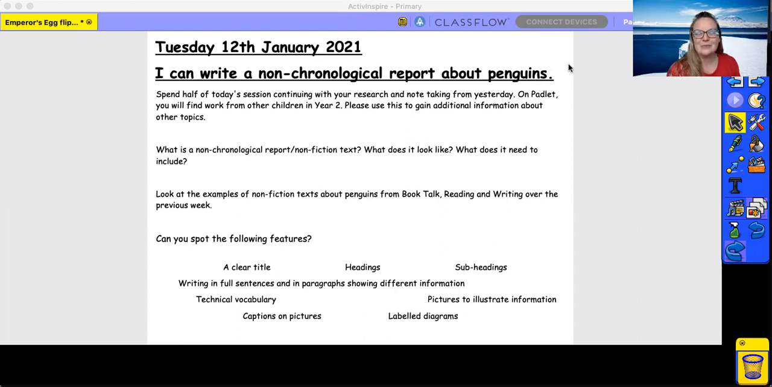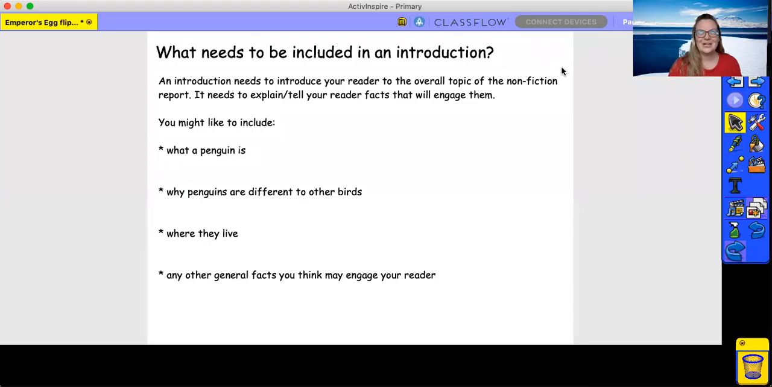A clear title, headings, subheadings, writing in full sentences and paragraphs to show different information, technical vocabulary, pictures to illustrate the information, captions on the pictures and labelled diagrams. Go and have a look now and see what you can find. Well done if you managed to spot all of those features in the text.